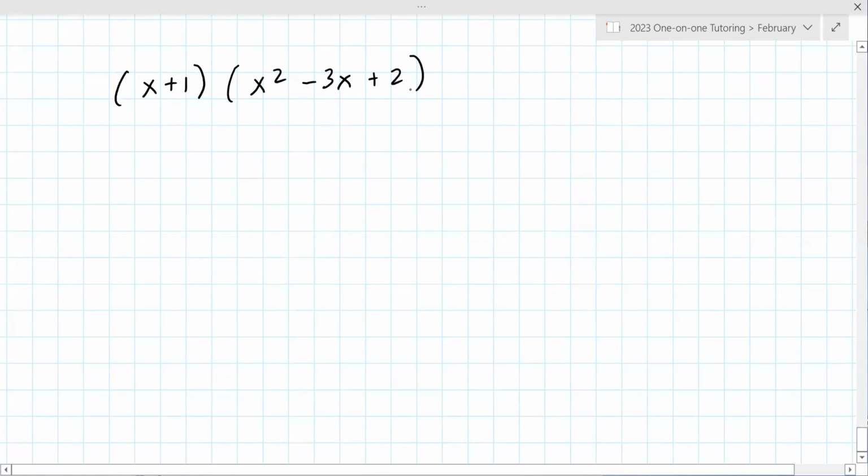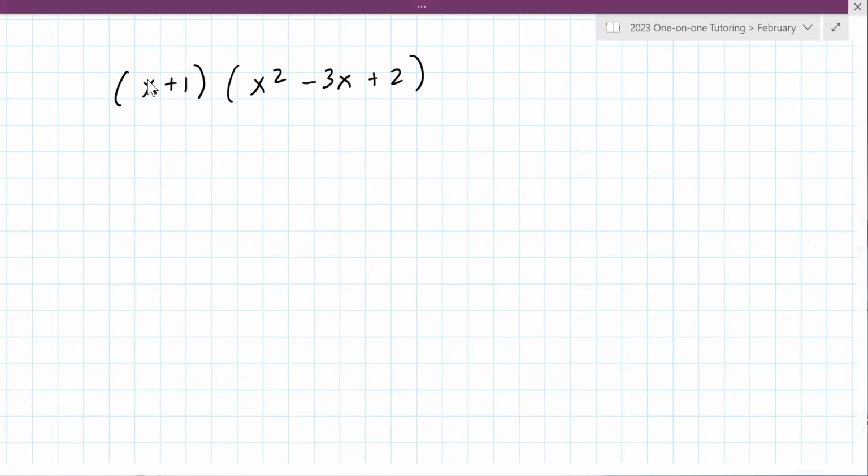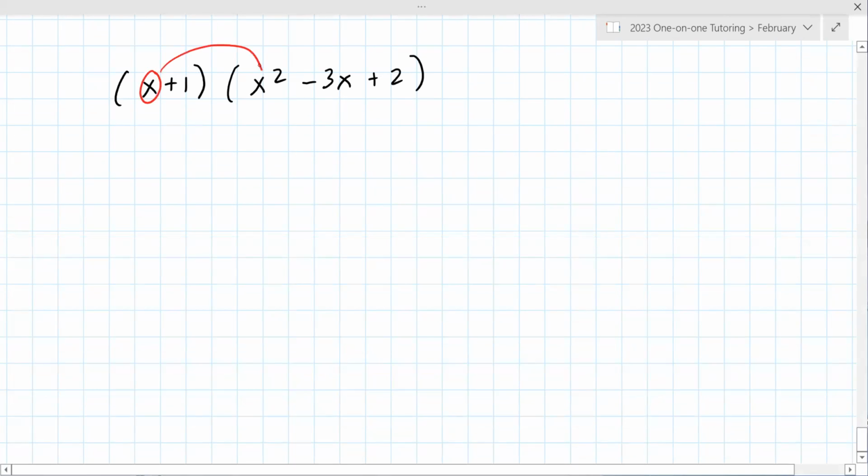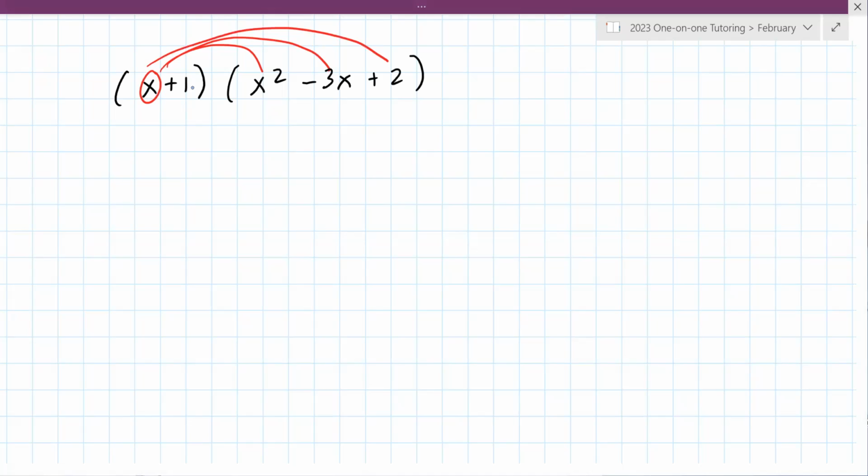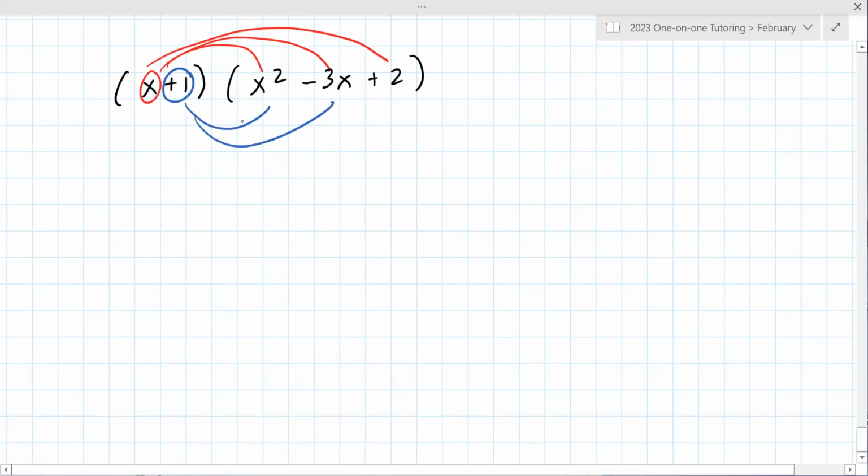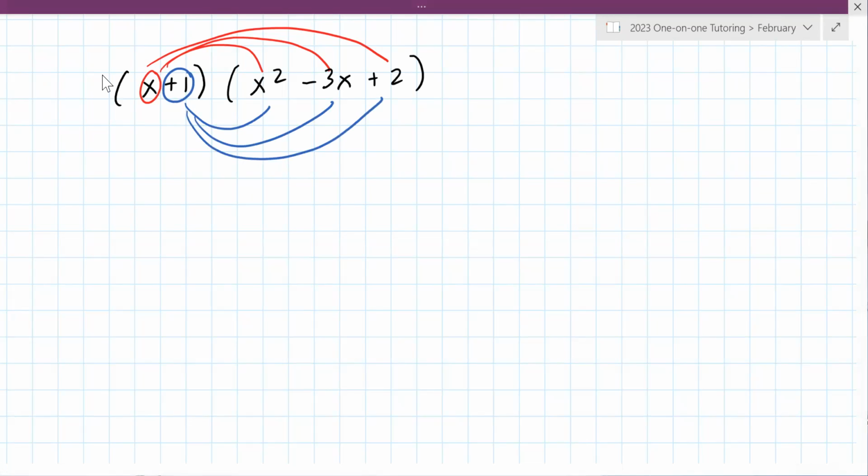So there is no FOIL for this. There is no method that always works. What you have to do is take this x, this first term, and multiply it by each of these. And then you take this 1 and you multiply it by each of these. And then you combine everything. So I'll show you that here.